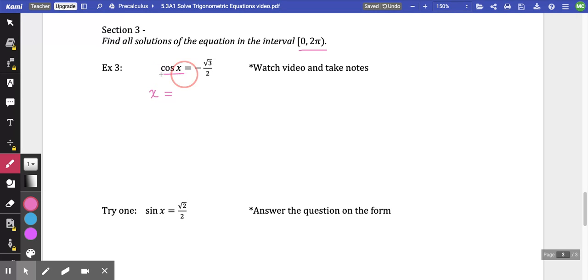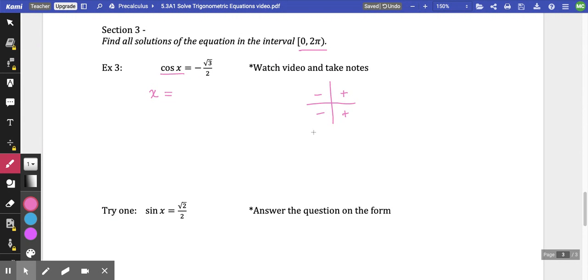Now to do this, I'm going to start by figuring out which quadrants I should look in. So in which quadrants would cosine be negative? I'll draw myself a little picture here to help me figure that out. Cosine is the x value on the unit circle. So here in quadrant 1, the x's are positive. In quadrant 2, the x's are negative. Quadrant 3, x is negative, and quadrant 4, x is positive. So that means, since I've got cosine of x has to be a negative value, I would be looking for answers in quadrant 2 and quadrant 3. So I'm expecting probably 2 answers here.